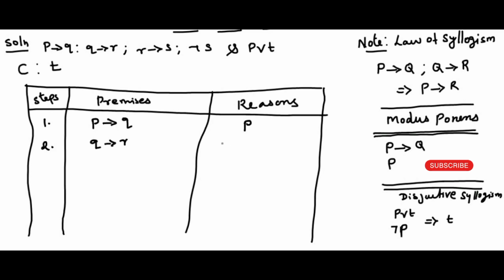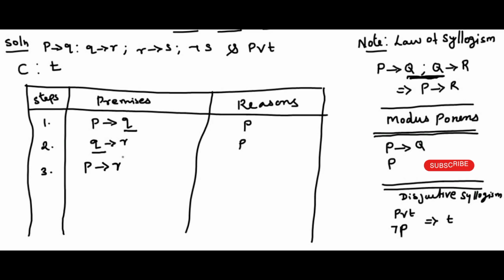Why do we consider the second premise? Next step means we have one important law. What is the law of syllogism? P then Q, Q then R, we get P then R. Here you see, the first premise's right hand side and the second premise's left hand side are both the same. We can write P then R. Here we see Q, here also Q. So third step: P then R.